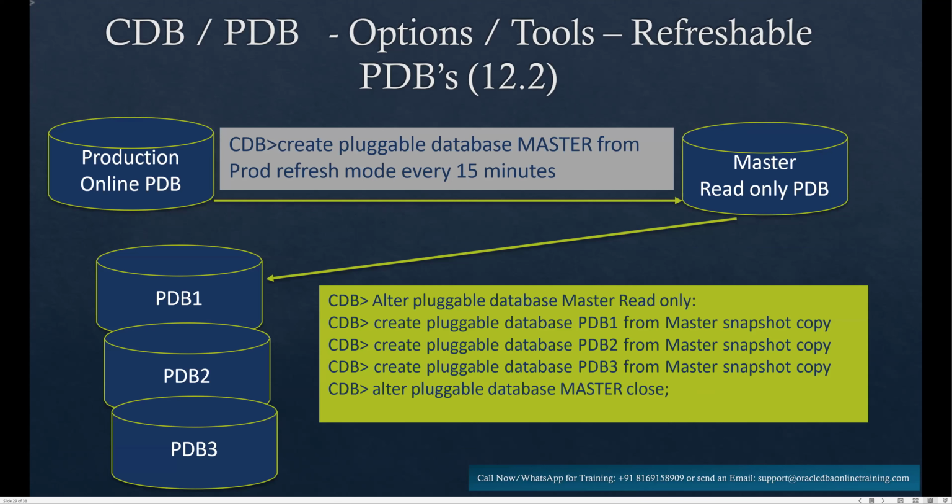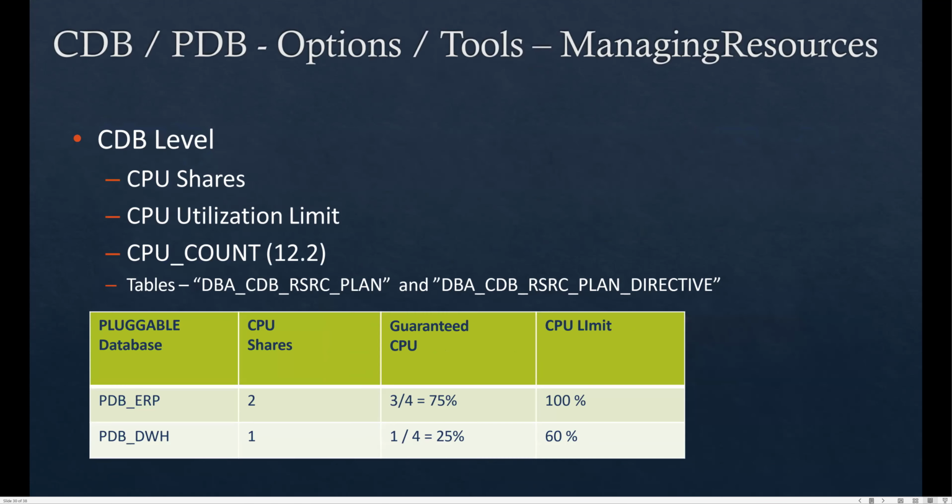So this is an example where we have a production database, production PDB. From this PDB, we are creating a master read-only pluggable database. From this master pluggable database, we are creating a refreshable copy, or the snapshot version of the master copy. So this particular master is getting refreshed every 15 minutes. Okay, so you can define the mode for a refresh, like every 15 minutes, every 30 minutes. So this will keep on getting refreshed, and from there you have the snapshot copies.